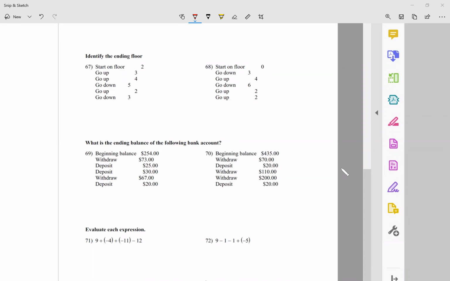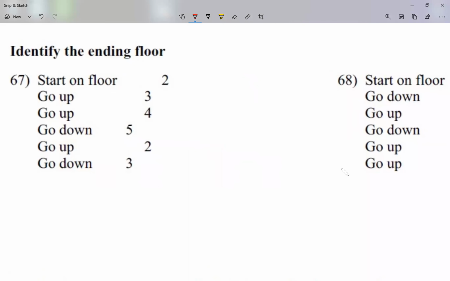Right, because it's a unit test, everything we've seen, including from the beginning of the unit. So let's take a look at 67 through 72. It says identify the ending floor. We're going to use something like an elevator.